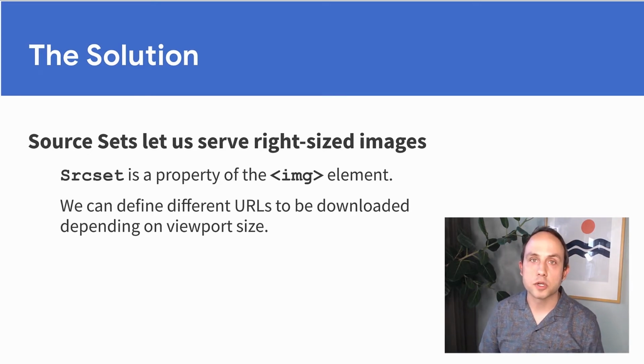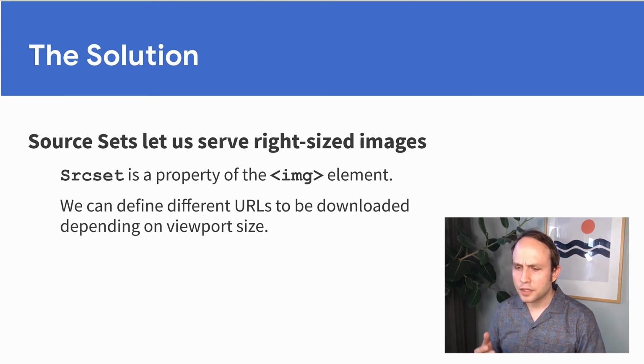I don't want this to be like a source set tutorial. I'm sure a lot of you already know how they work, but if you want more information, there are plenty of guides available. Web.dev has one, MDN has one. You can just search for image source set and you'll find something good.